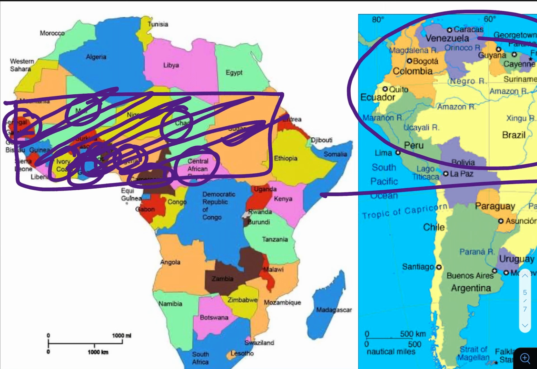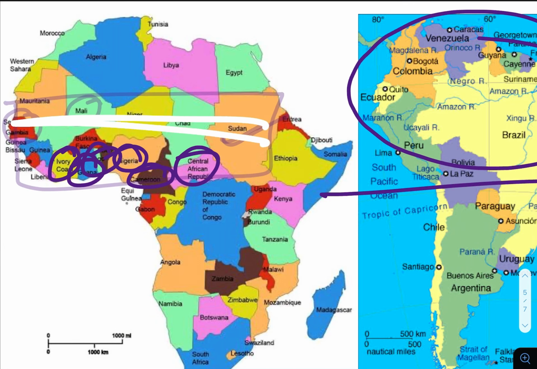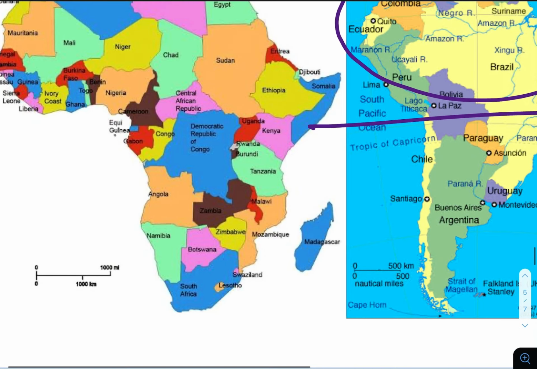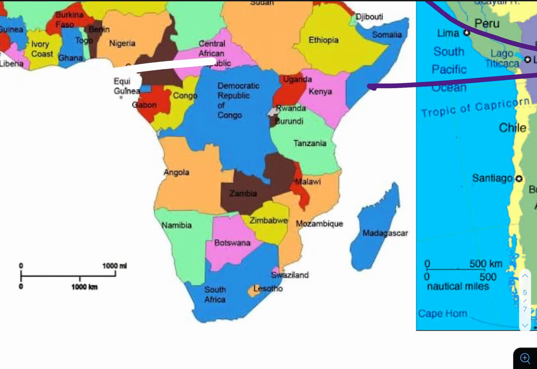So this region is basically the part of Africa in the northern hemisphere, and the region includes Sudan, Chad, Niger, Mali, Senegal, and the part of Ivory Coast, Ghana, Togo, Nigeria, Cameroon, and the Central African Republic. And this is about the part of Africa in the southern hemisphere. This is the southern hemisphere.